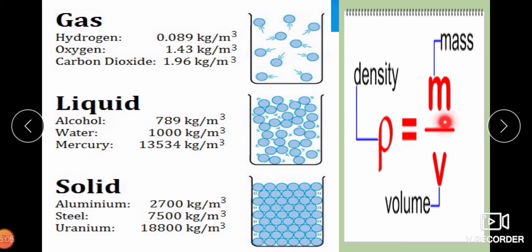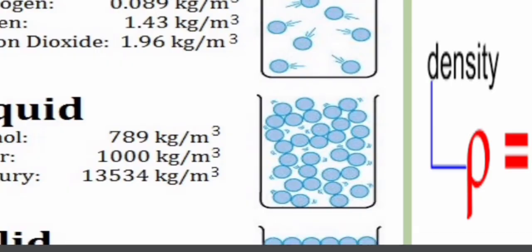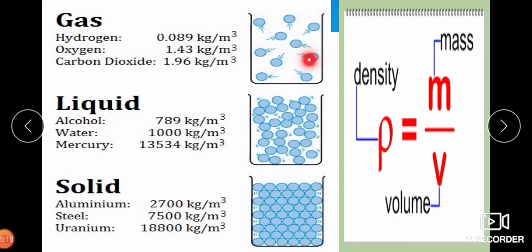Density is given by the formula mass upon volume, mass per unit volume. Unit means 1 meter cube volume. Mass in 1 meter cube volume of solid, liquid and gas is known as density. We can measure mass in kg and volume in meter cube, and hence density in kg per meter cube. This rho is the Greek symbol for density. In your textbook, density is shown by small d. It is also right.